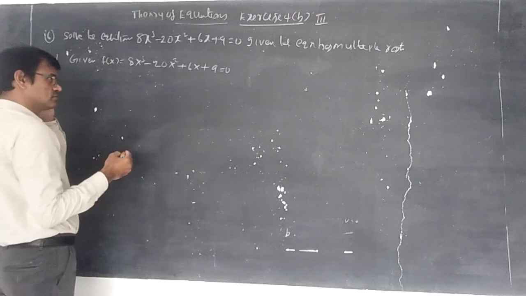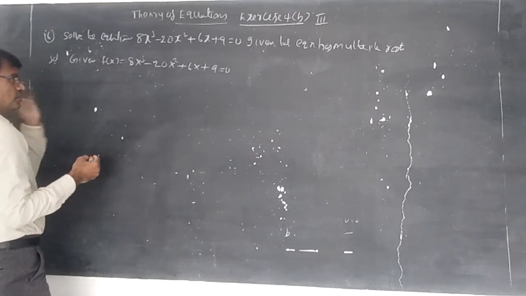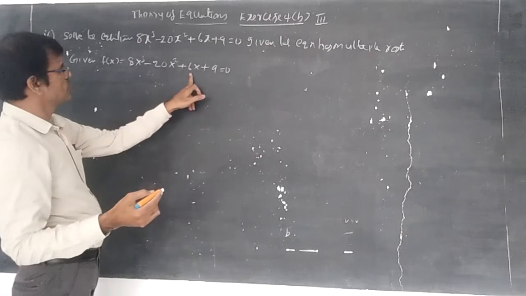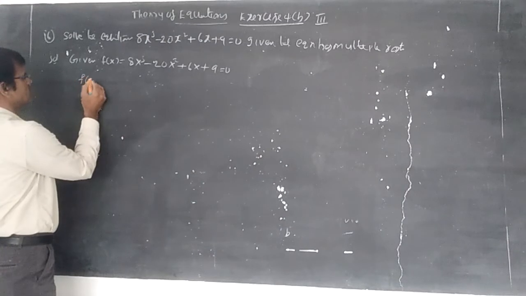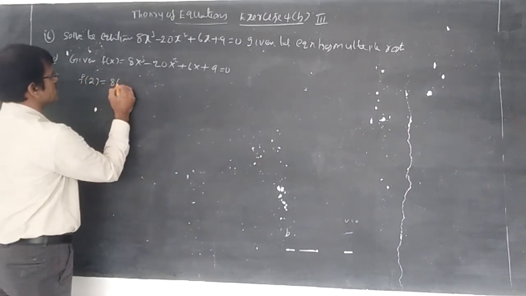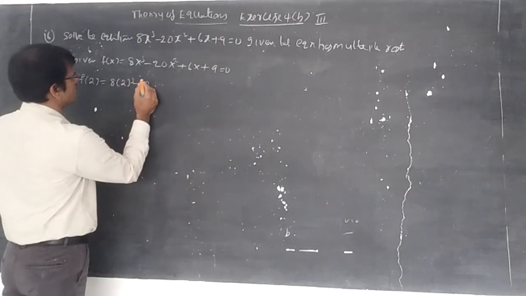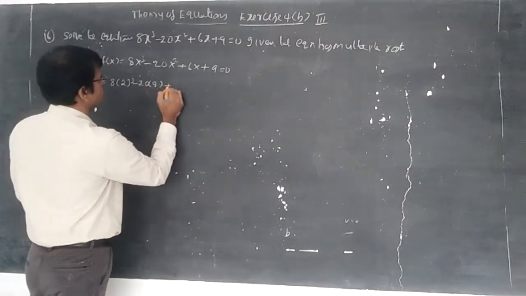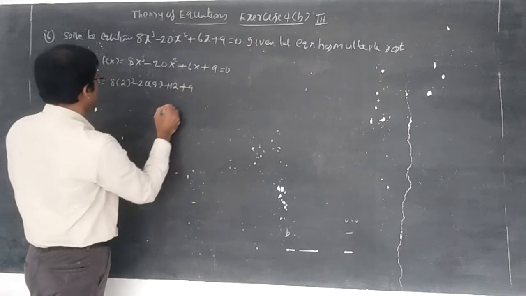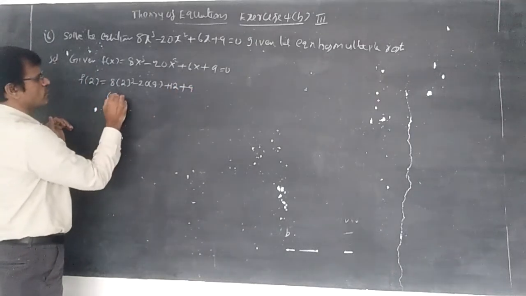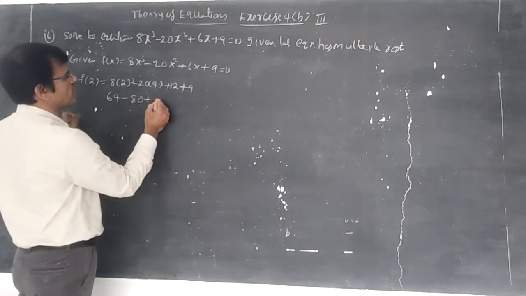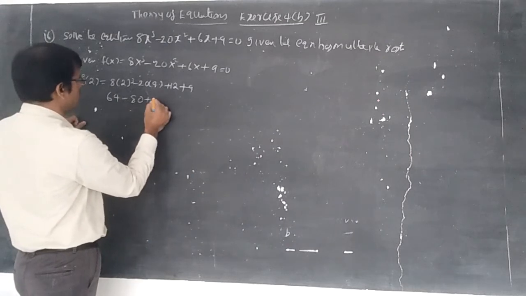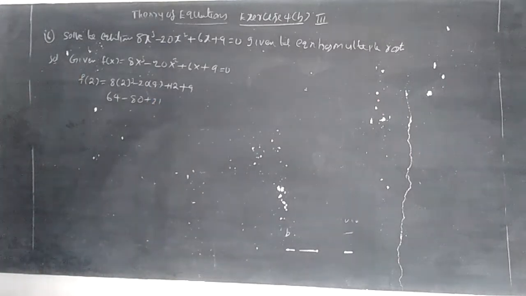Put 1 here. 1 is not possible: 8 minus 20 plus 6 plus 9 is 3, not 0. Minus 1 is not possible. So f of 2 if you substitute: 8 into 2 cube minus 20 into 4 plus 6 twos are 12 plus 9. 2 cube is 64, 64 minus 80 plus 12 plus 9. This is also not possible. Maybe f of 3 by 2 for this question.